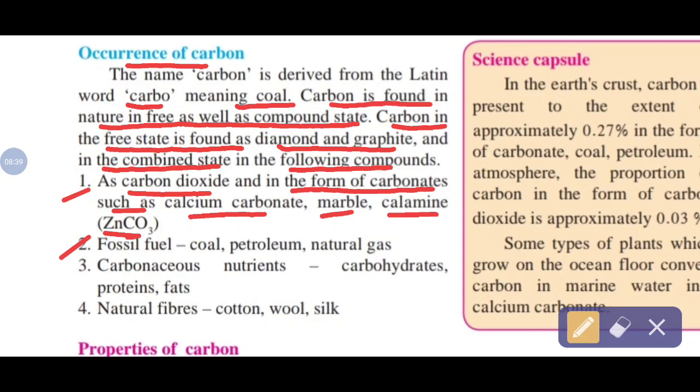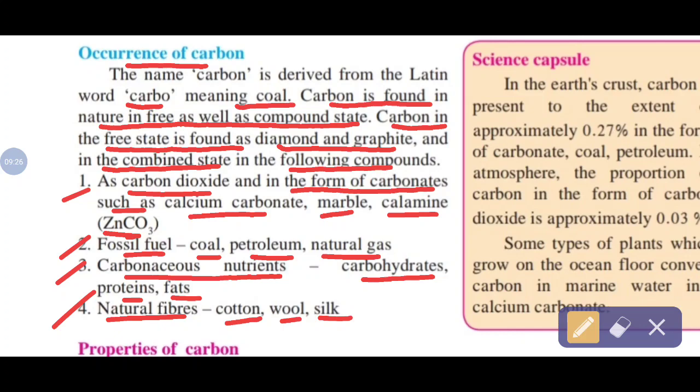Second, carbon is found in the combined state as fossil fuels such as coal, petroleum, natural gas. Third one is carbonaceous nutrients such as carbohydrates, proteins, fats. These are the basic substances provided to our body with the help of food. So what is present in these different foods? Carbohydrate, protein and fats contain carbon in the compound or combined state. Fourth one is natural fibers such as cotton, wool, silk. In all these, carbon is present in the combined or compound state. Remember. Next.